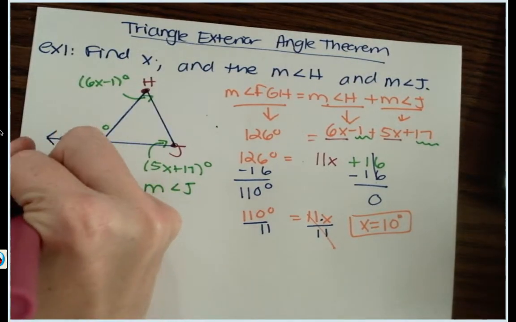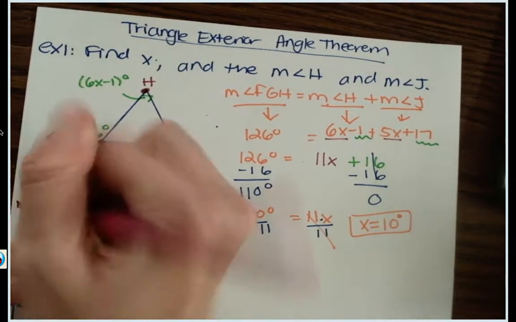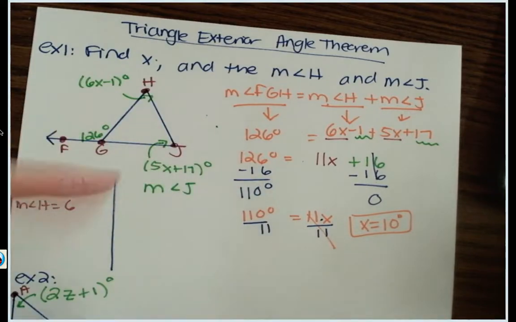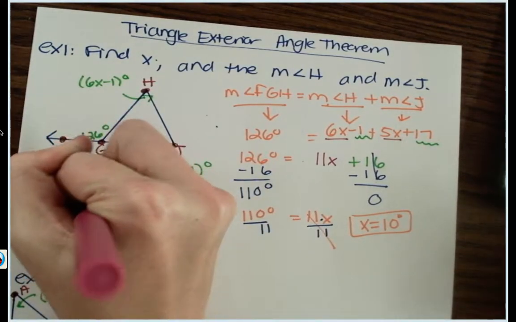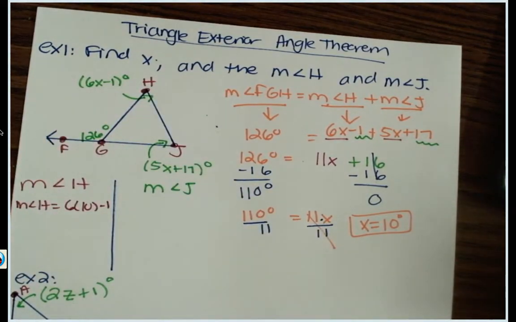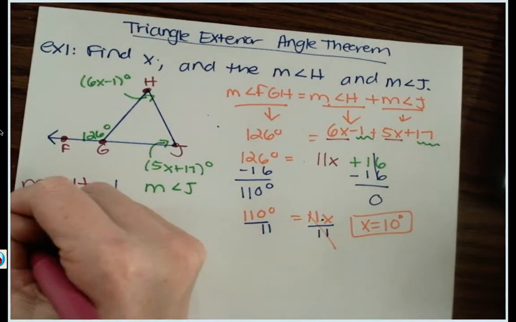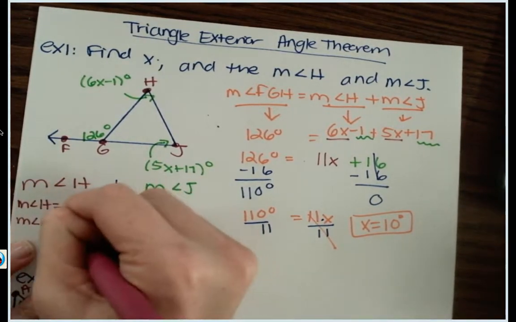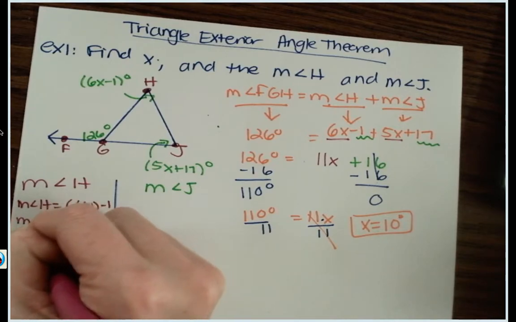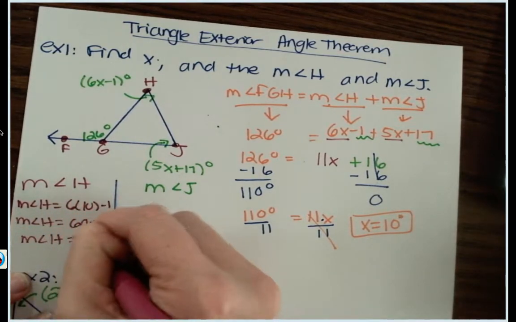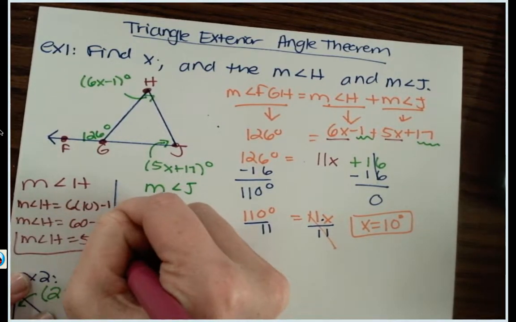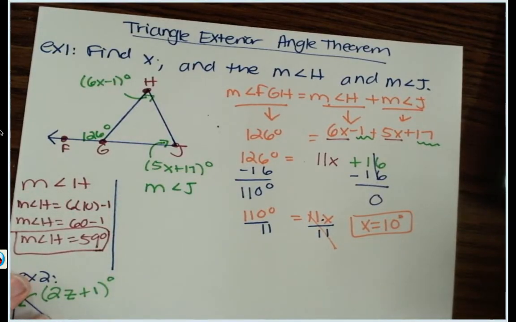So the measure of angle H equals 6, my x is going to transform into a 10, and then minus 1. So 6 times 10 is 60, and 60 minus 1 is 59. So the measure of angle H is 59 degrees. Nice. Okay, let's keep going.